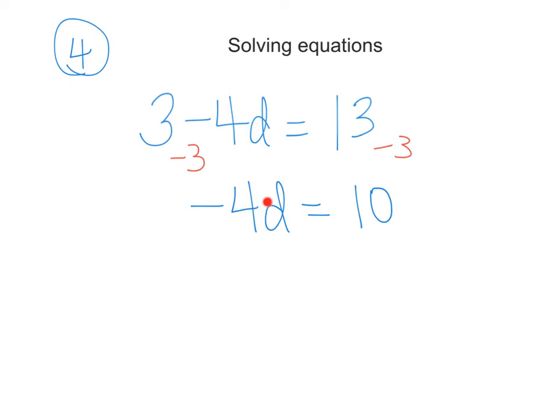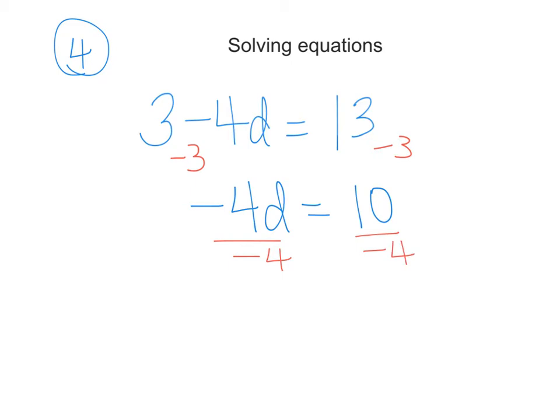We don't show multiplication at this point, but we know it is multiplication, kind of like a tiny microscopic times sign in there. So to undo the multiplication that's happening between the minus 4 and the d, we need to divide by the minus 4. So that's what I'm going to do next. I'm going to divide both sides by minus 4.